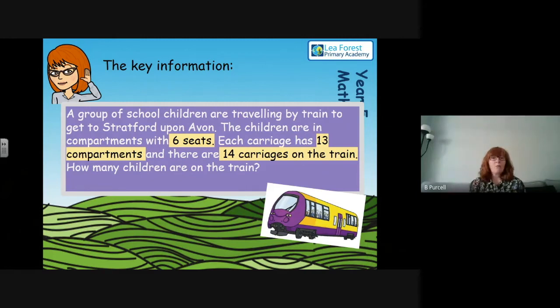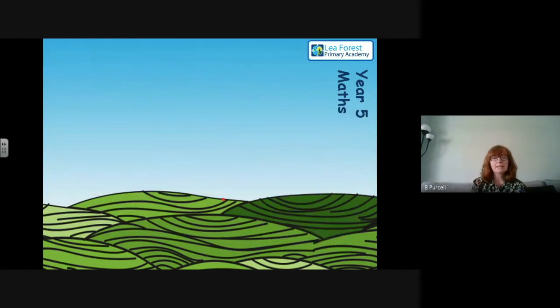So I've got to think, what information comes first? So 6 seats and 13 compartments. So I'm going to work with that information first. So there's 13 compartments and 6 seats. So I'm going to need to multiply. Okay, so I'm going to use 13 and 6 and make my calculation.